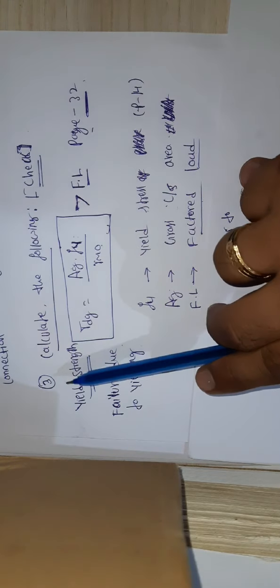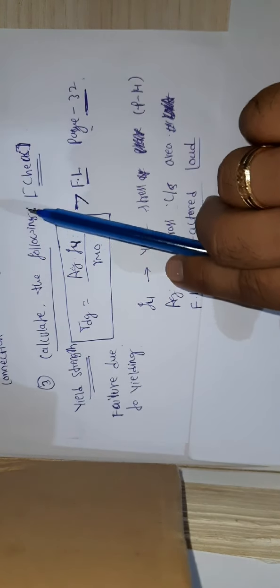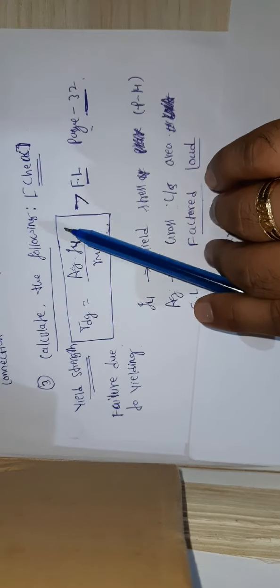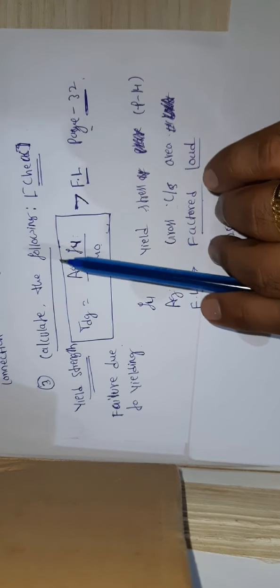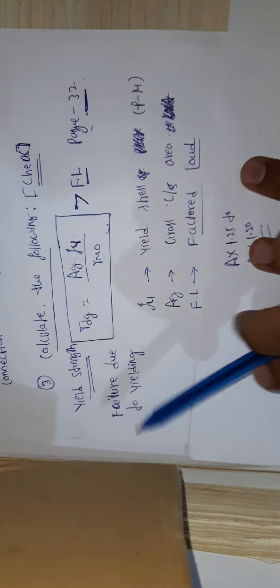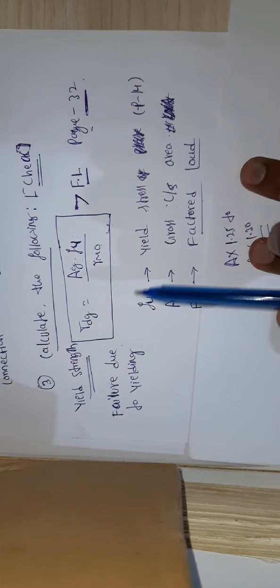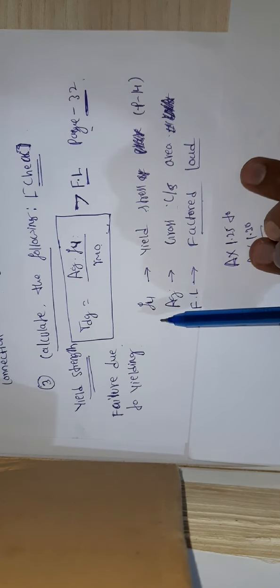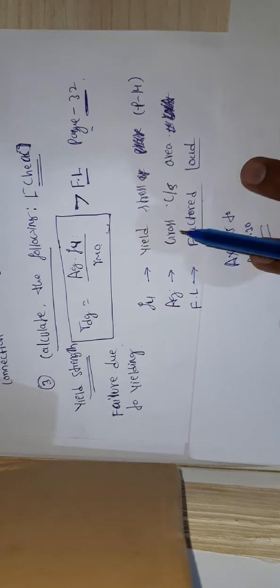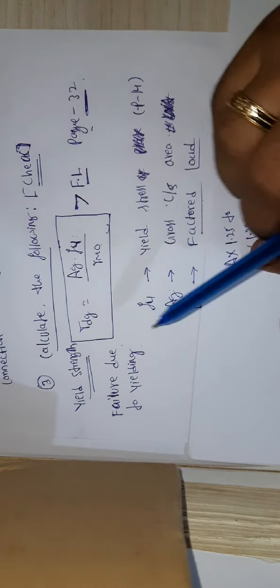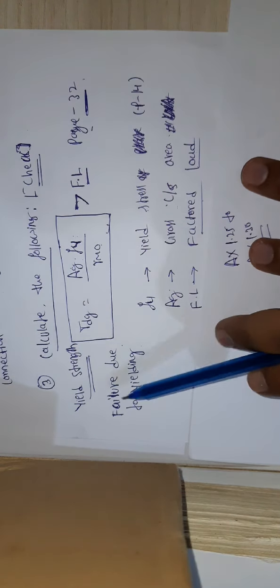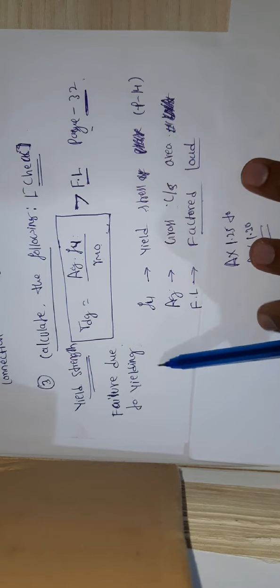So your third step is to check for the failures. What are the failures? Failure due to yielding, failure due to rupture, and failure due to block shear.